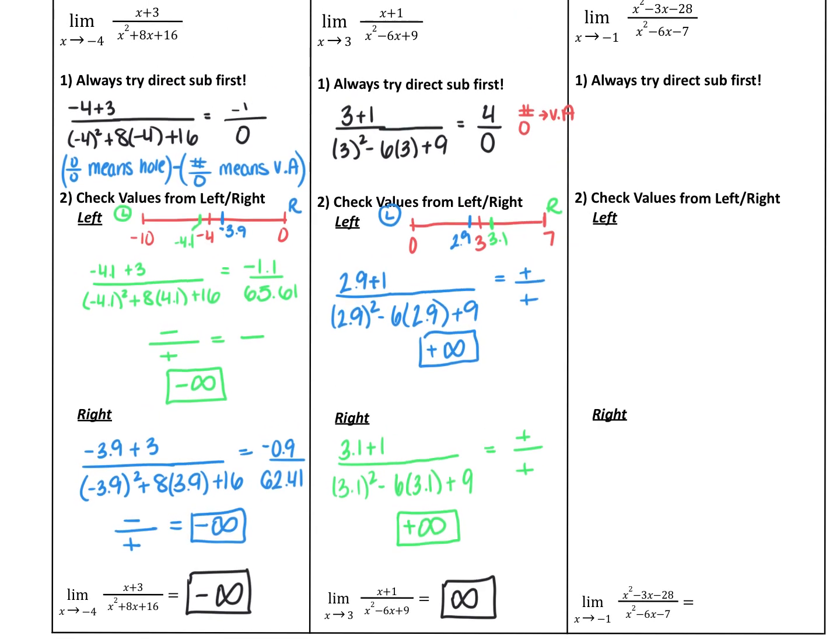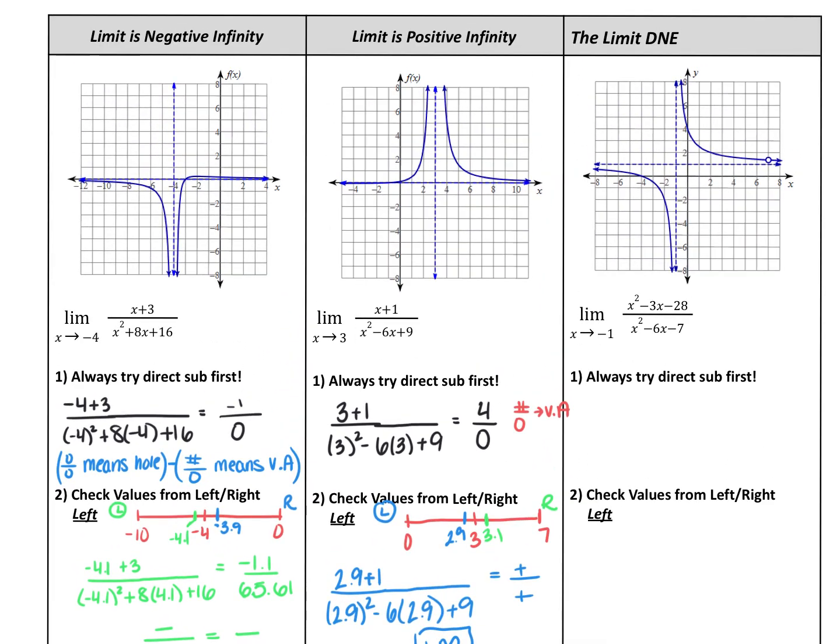So we've got here a proof on my graph. The limit from the left goes up to infinity, the limit from the right goes to infinity, therefore the whole limit goes to infinity. Okay, let's talk about the last one.